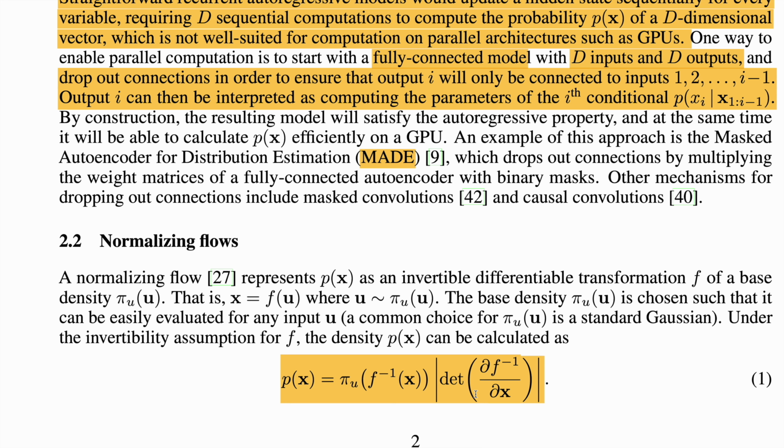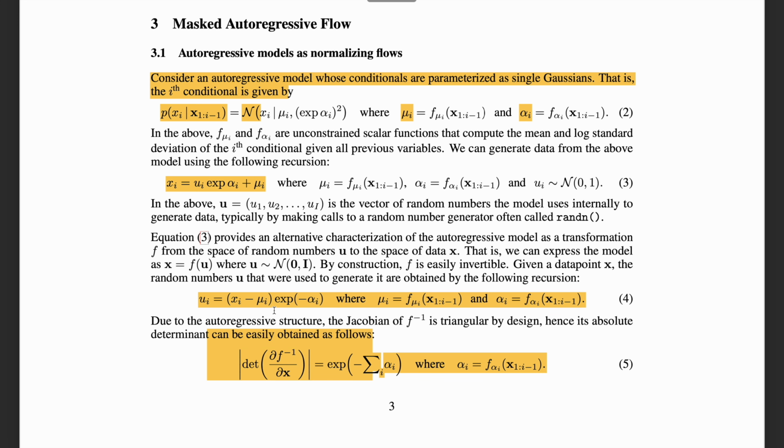So your neural network maps, let's say, u to x. You need to be able to compute the Jacobian of the transformation. So your transformation should be bijective, so that you can invert it, and you can compute the Jacobian of it. Okay, so let's move on.